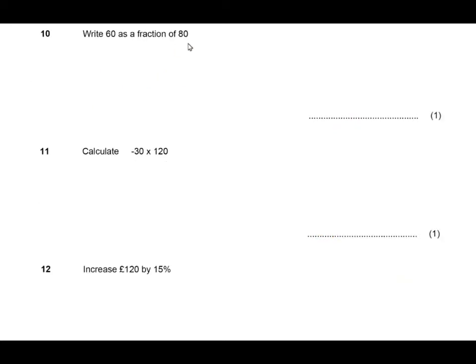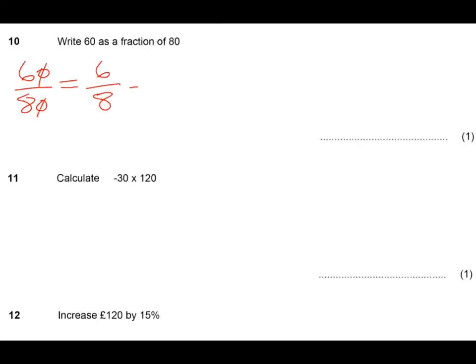Question 10 says write 60 as a fraction of 80. So 60 as a fraction of 80. We've created a fraction, so we simplify, so I can divide the top and the bottom by 10 to make it 6 over 8. That I can also divide the top and the bottom by 2. So 2 goes into 6 3 times, 2 goes into 8 4 times. So our simplified fraction is 3/4.